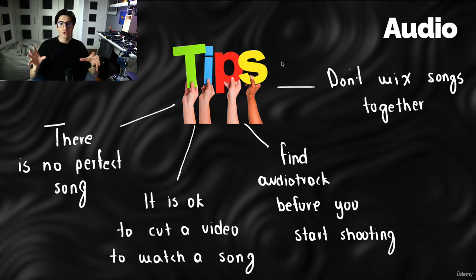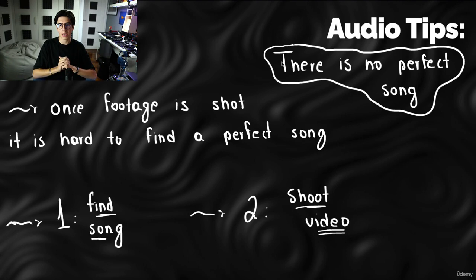Now, to close this second subcategory of editing B-roll, the audio, I have 4 tips to give you. The first one is that there is no perfect song, that it is okay to cut a video to match a song, to find the audio track before you start shooting, and not to mix songs together. So let's go ahead and analyze each one of those 4 tips.